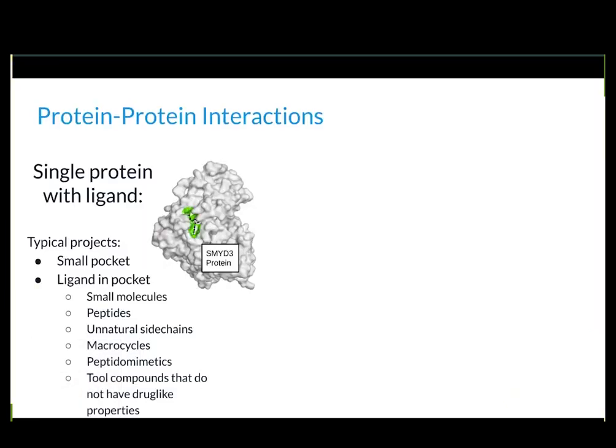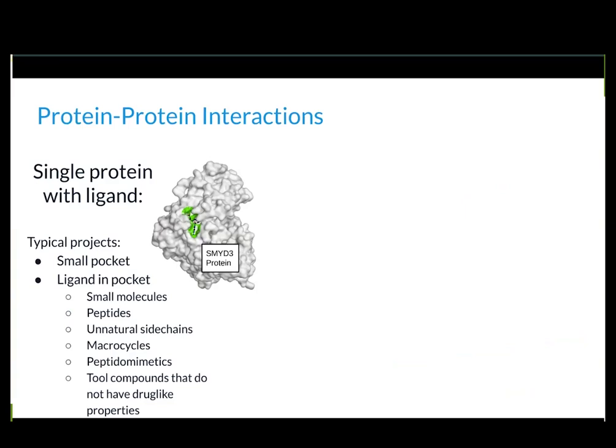Here we have an example of a single protein in white and a small molecule ligand in the green pocket, and this is a typical QUAD project. We can work with many kinds of ligands in the pocket, including small molecules, peptides, unnatural side chains, macrocycles, peptidomimetics, and tool compounds that do not have drug-like properties. However, not all diseases can be treated as single protein problems.